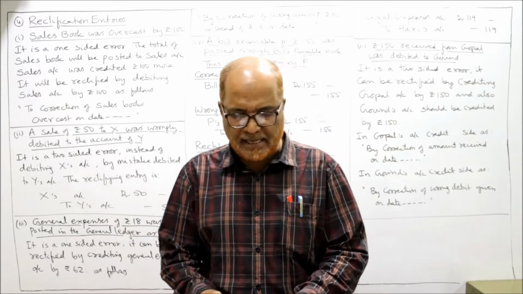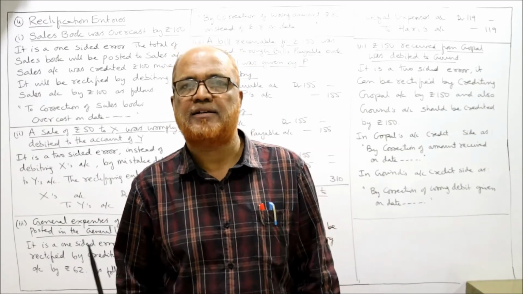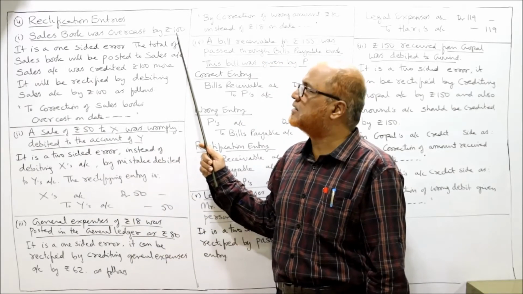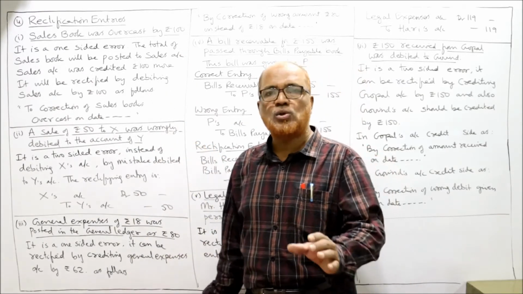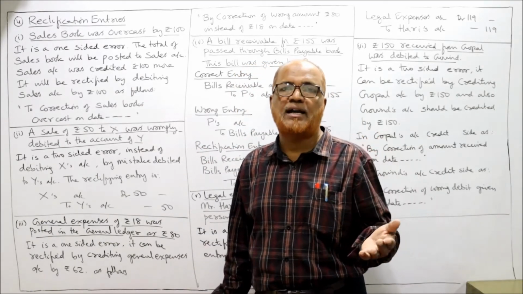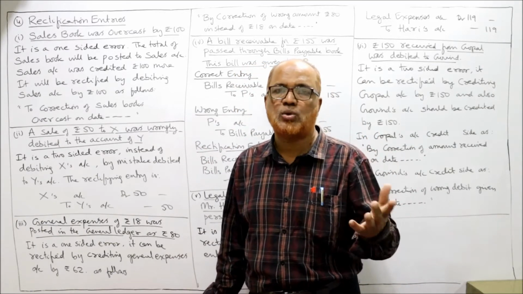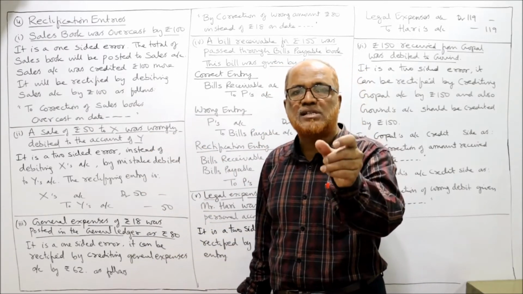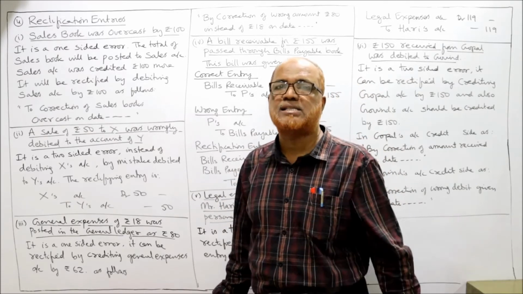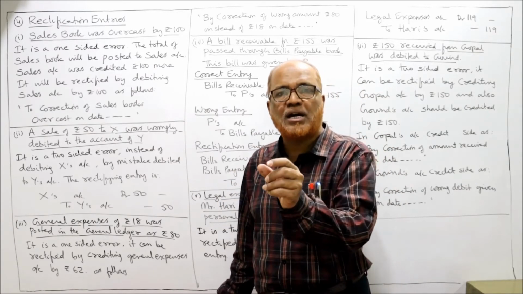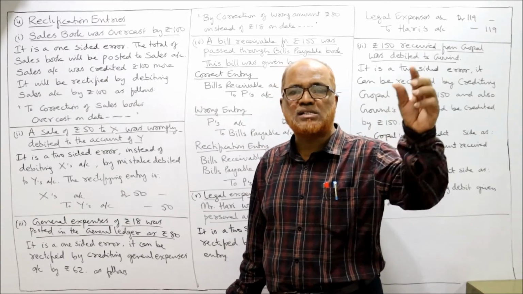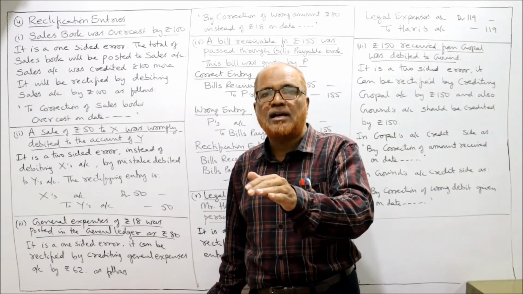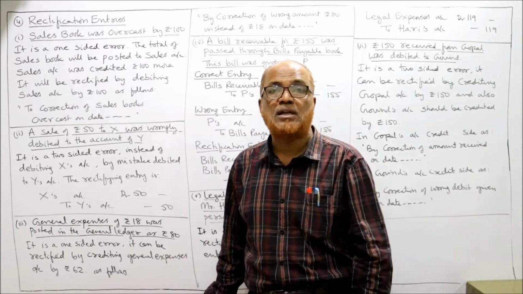Now first one, sales book was overcast by rupees 100. So when sales book is overcast, overcast means over added, taken more amount. So sales book was overcast by 100. So the total of the sales book will be posted to sales account. So sales account will be credited. When we sell the goods, customer account debit to sales. So always sales account is credited. So on credit side of sales account, it is overcast, taken more.